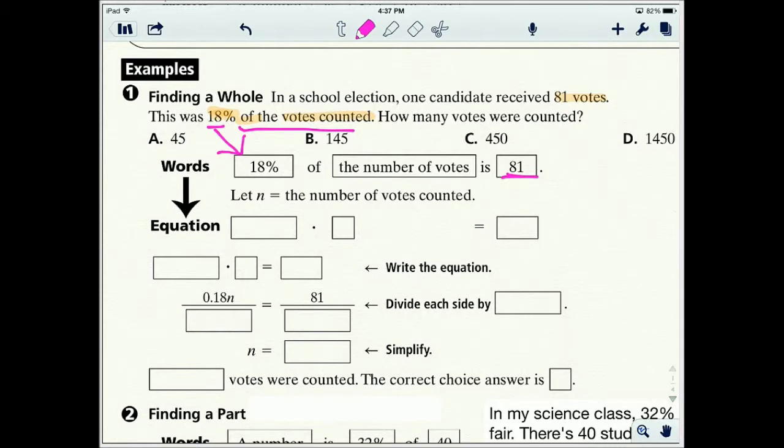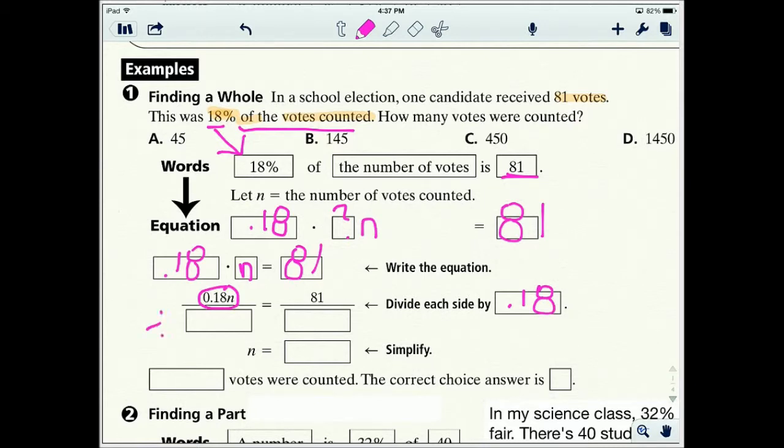Therefore, if you write it as an equation, this would be 0.18 times question mark, or times n, is equal to 81. Okay, they want us to rewrite it, so I'm going to say 0.18 with the variable times n equals 81. We're going to be dividing each side by 0.18. How did I get that? Well, we want to get rid of what's in front of this n. Remember that when we're doing this with algebra, anything next to a variable is multiplying.